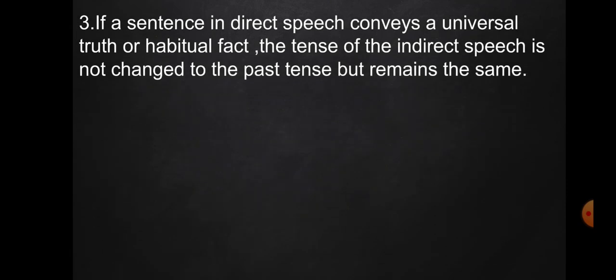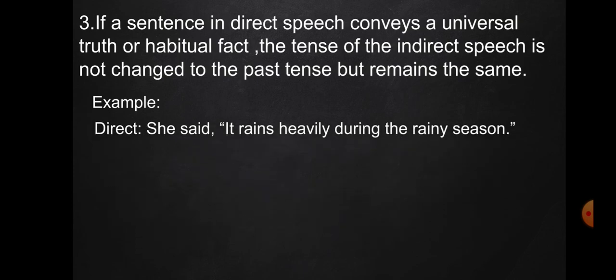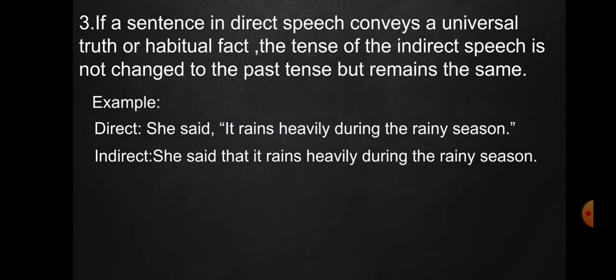Next rule. If a sentence in direct speech conveys a universal truth or a habitual fact, the tense of the indirect speech is not changed to the past tense but remains the same. Let's see one example. She said, it rains heavily during the rainy season. So here it rains heavily during the rainy season is a universal truth. So the tense here will not change in indirect speech. Though the reporting verb is in the past tense, the tense of the direct speech will not change. She said that it rains heavily during the rainy season.